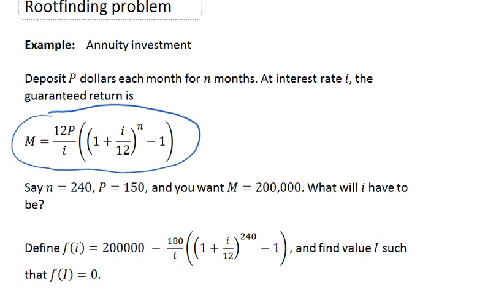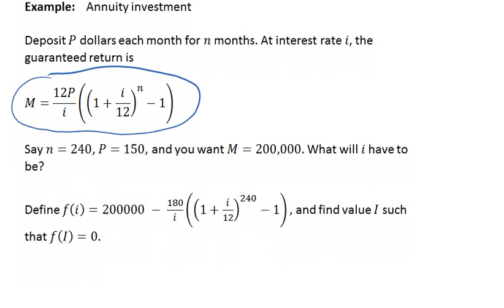Let's take a scenario where we do it for 20 years, so N is 240 months, and you want to pay in $150 each month, and at the end you want an investment that's worth, say, $200,000. What would the interest rate have to be in order for you to get that?